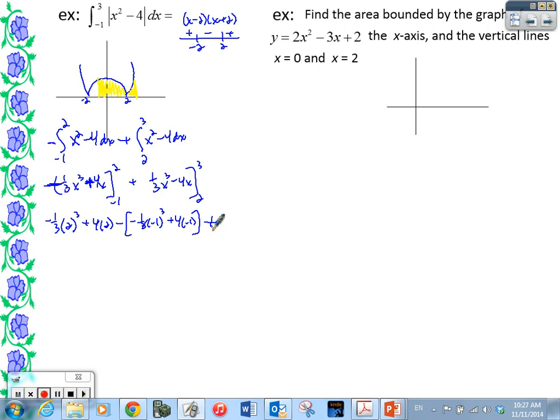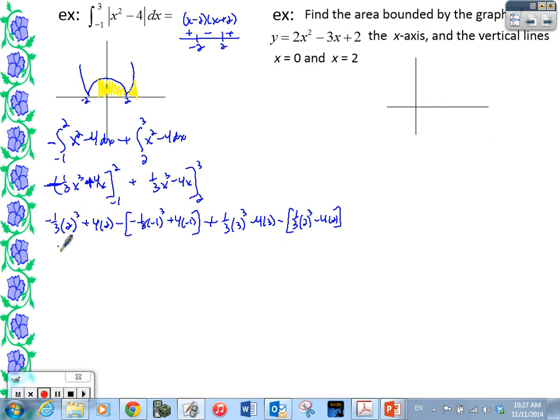Alright, so now we do this next piece. So 1/3 3 cubed minus 4 times 3 minus 1/3 2 cubed minus 4 times 2. And now it's arithmetic. And at this point, if you are just working on your daily work, I wouldn't mind if you put that in your calculator. But we're just going to keep going.